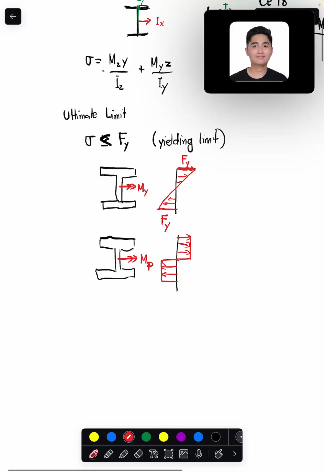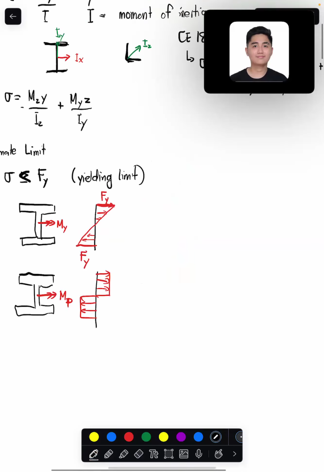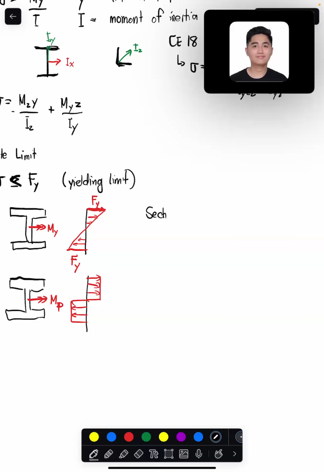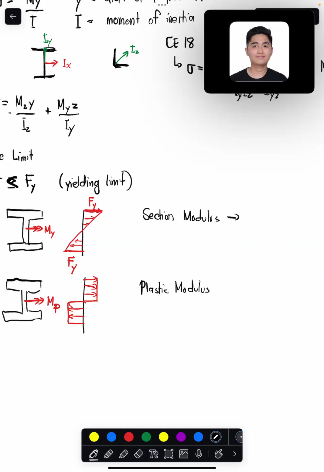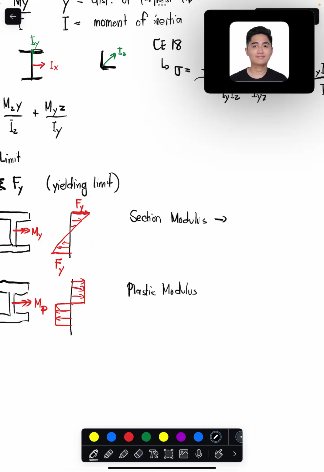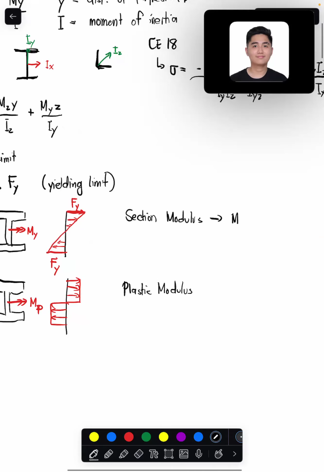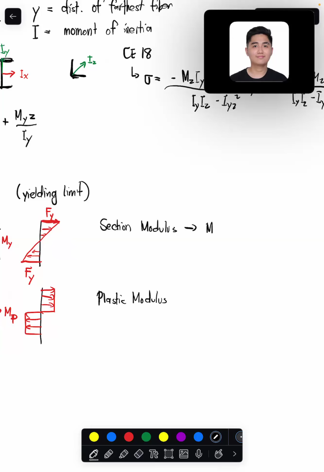So sa code, kadalasan meron tayong tinatawag na section modulus. And meron tayong tinatawag na plastic modulus. So sa section modulus, this will able us to solve for ano bang tamang sige. So supposedly sa code, hindi natin concern yung yielding moment. But rather meron tayo later na tatawagin na residual moment, MRX and MRY.